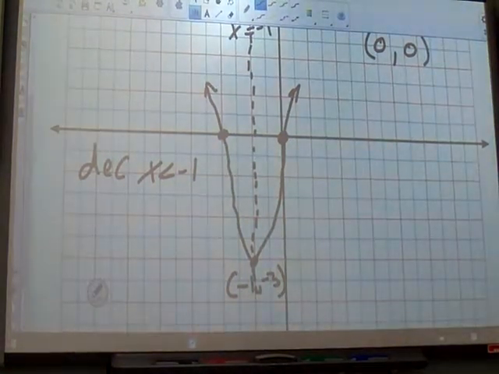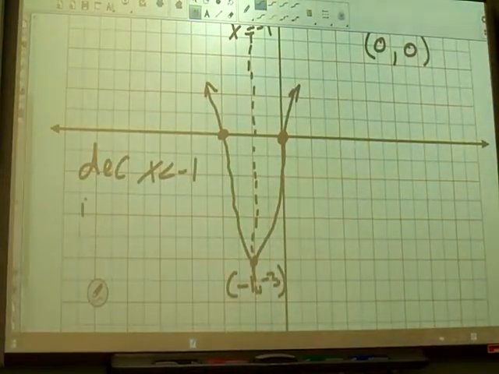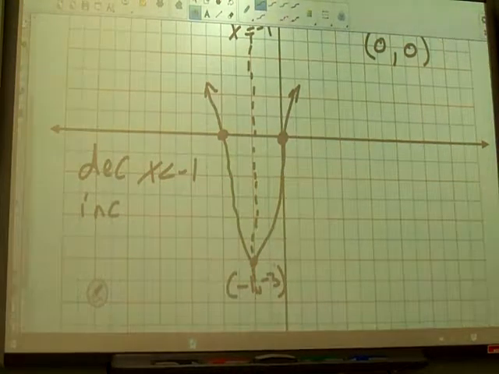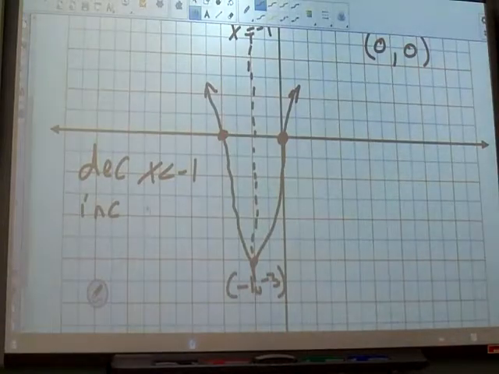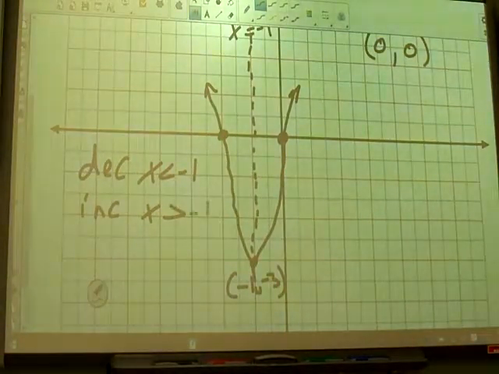All right. Then when I hit -1, I start riding uphill, which means I'm increasing. And I'm increasing on the right side, which means x is greater. Good job.